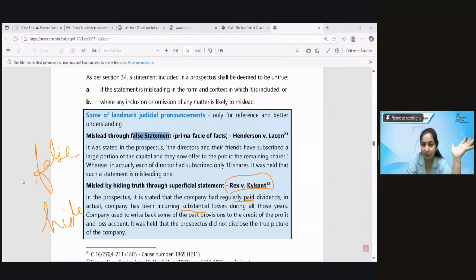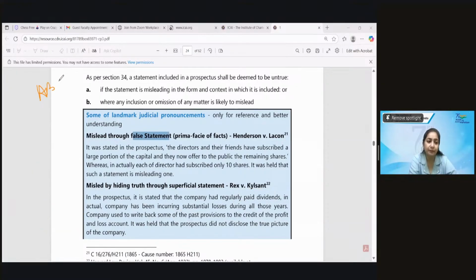I will explain in simple language. There was a company, ABC Limited. It was having huge losses. In Year 1 it had a 1 lakh loss. In Year 2 it had a 2 lakh loss. It was having a lot of losses. But in the prospectus, it wrote that the company regularly pays dividends. In the prospectus, they have written that the company is paying dividends to the shareholders.